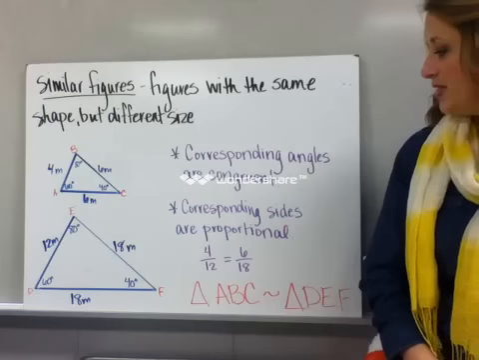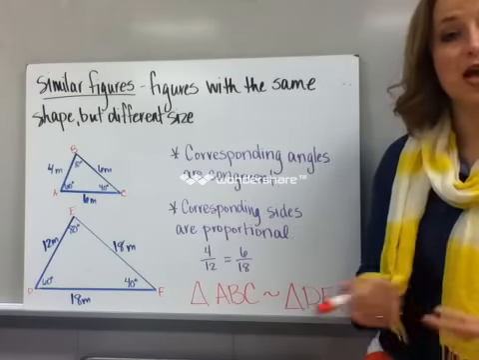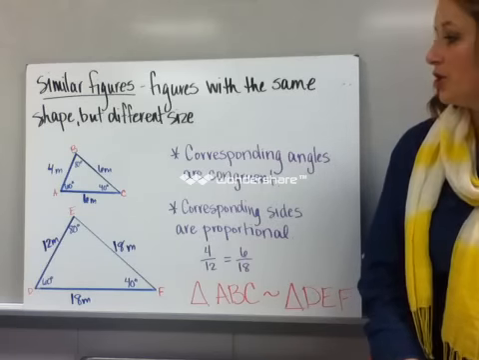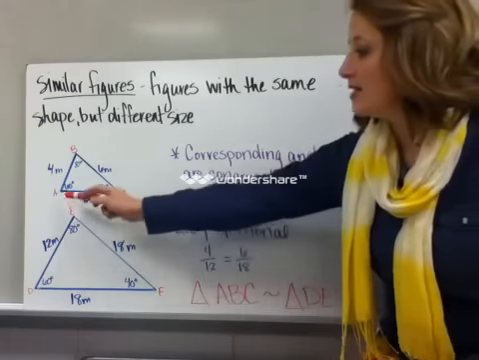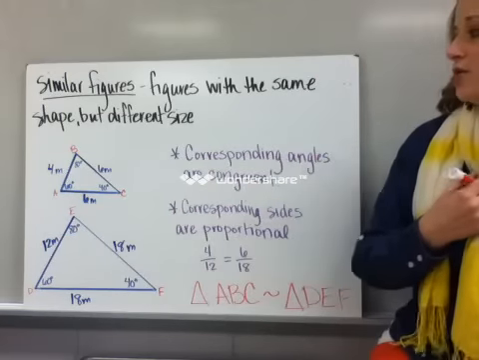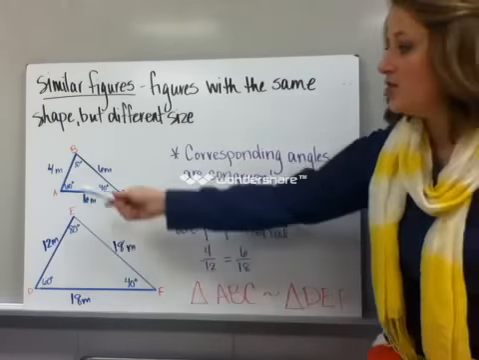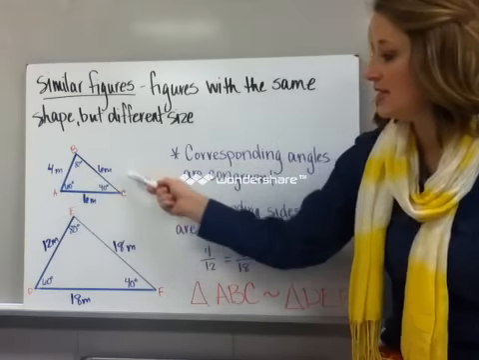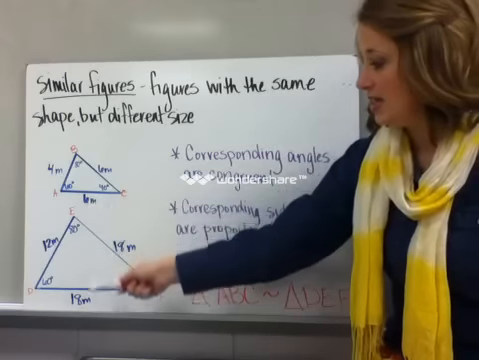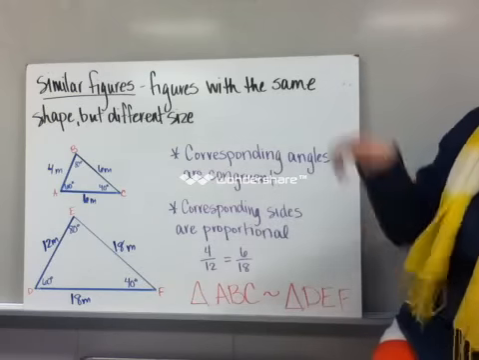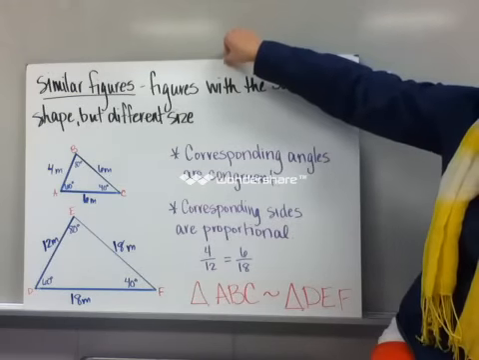Another key characteristic is that their sides are proportional, like what I was talking about with the wallet size picture and the 8x10 picture. If you look at their side lengths, the corresponding sides 4 and 12. These triangles are scaled by a factor of 3. Each dimension has been multiplied by 3. 3 times 4 is 12, 6 times 3 is 18, and 6 times 3 is 18. So those two triangles are similar.